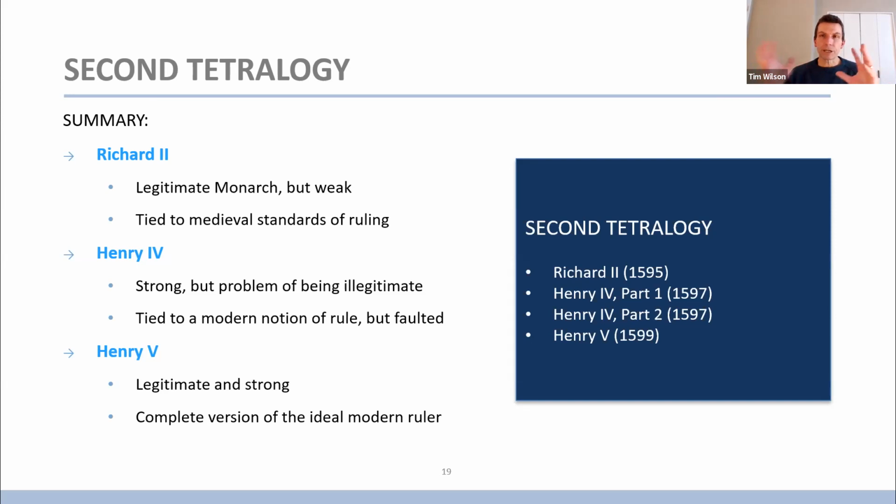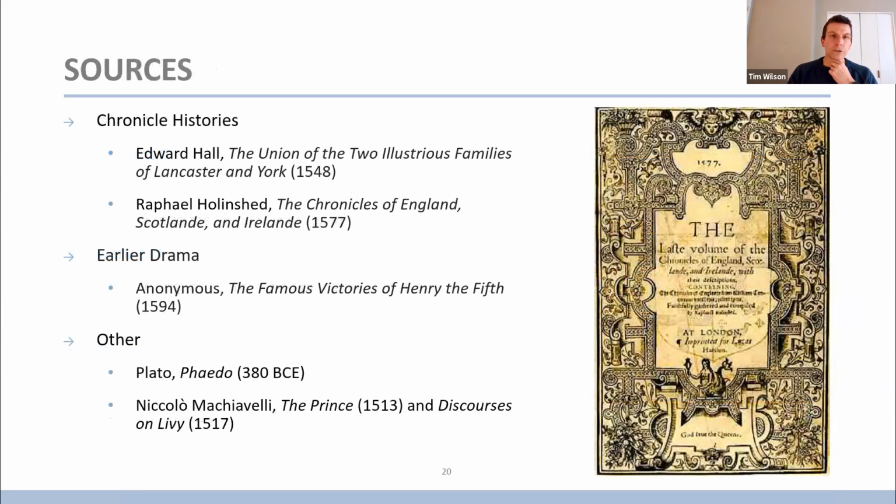Henry V needs to bring the two together to some extent. He needs to be legitimate and strong. He needs to be a more complete version of the modern ruler. I'll mention quickly here the sources. Edward Hall, Raphael Holinshed, the two chroniclers are major sources, especially Holinshed.